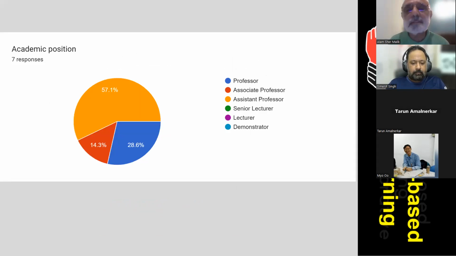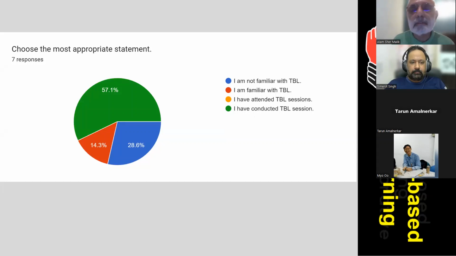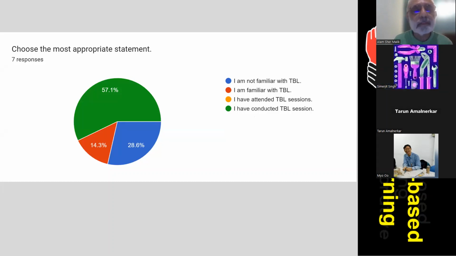There were 7 respondents. As you can see, 4 of them are assistant professors, 2 professors, and 1 associate professor. On familiarity with TBL, 4 of the respondents have already conducted TBL sessions. One is familiar with TBL, and 2 say they are not familiar with TBL. So this means that my task is to address the concerns and needs from novice to the experts, so the range of points to be mentioned and discussed is wide.